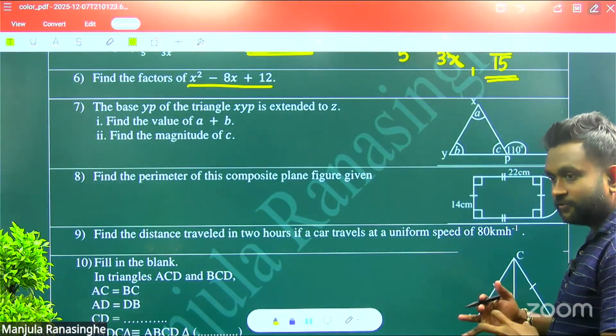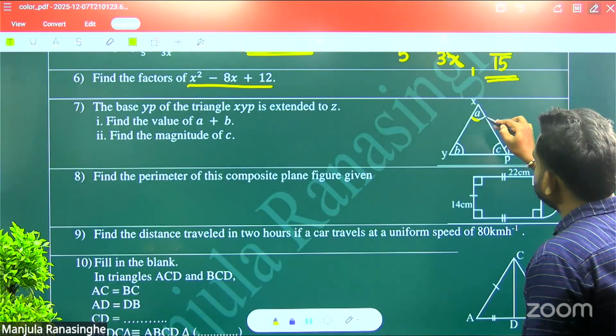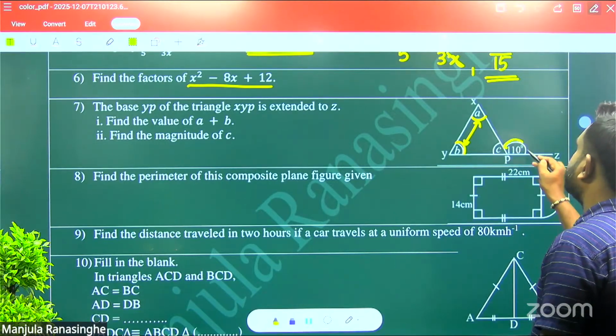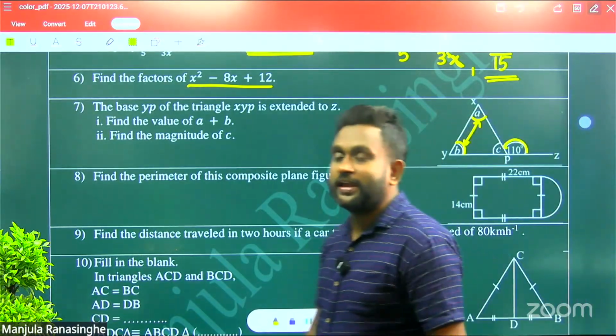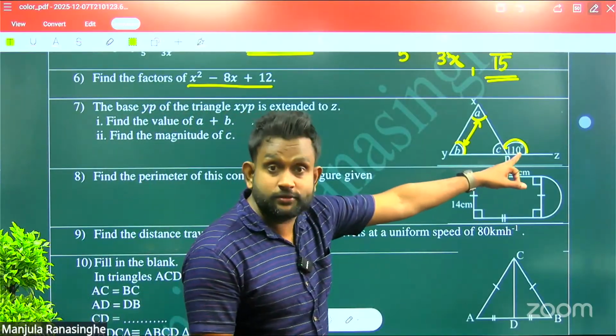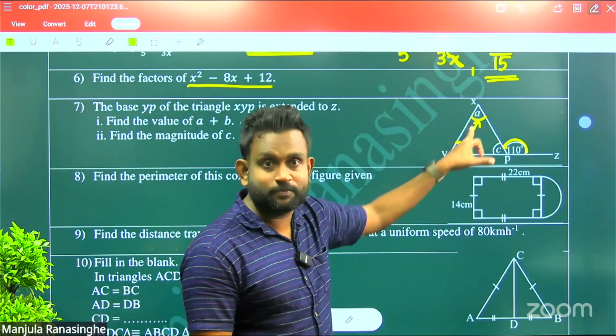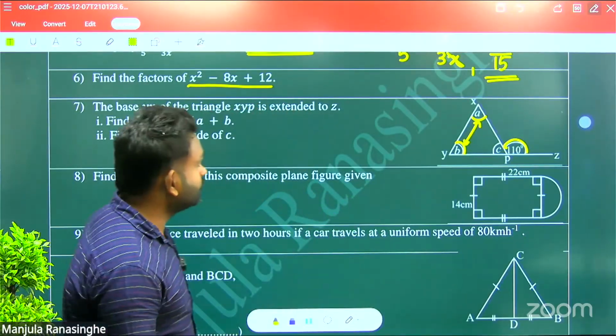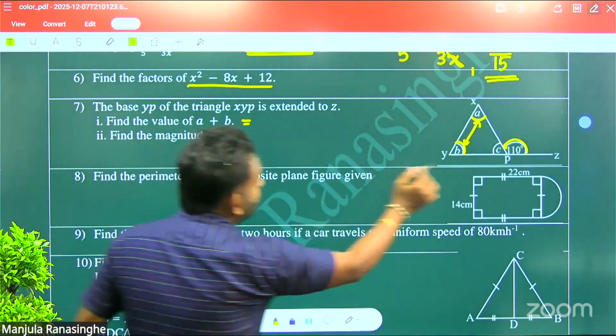Look, these are a bit different questions. So a plus b, the sum of these two, is equal to the exterior angle. So what's the theorem? Exterior angle theorem. The exterior angle here is equal to the sum of the interior opposite angles. So these two sum is equal to the exterior exactly. So a plus b, we can say that is equal to 110.